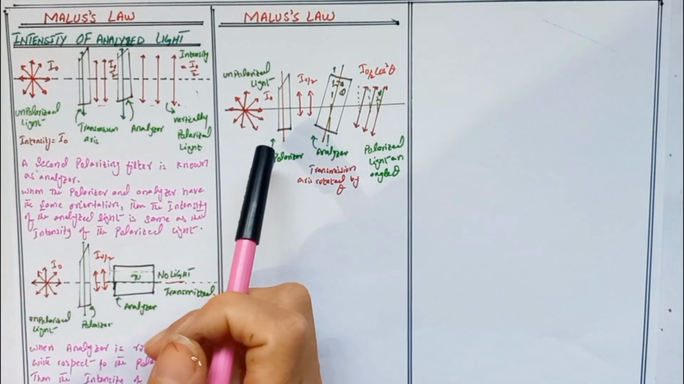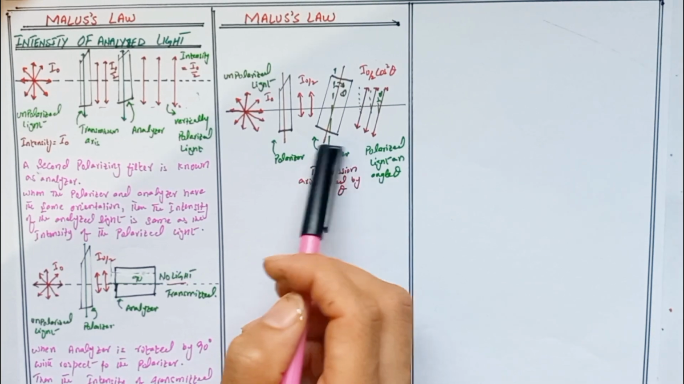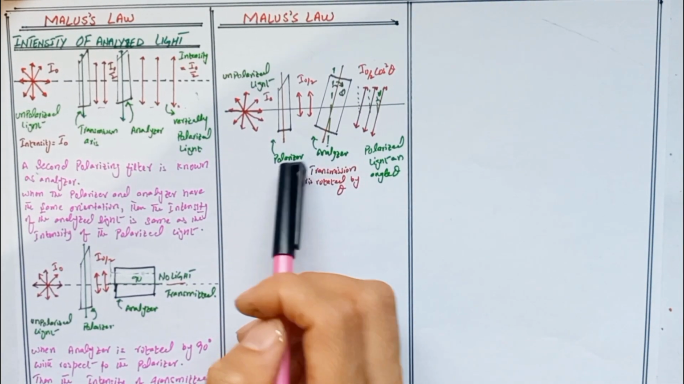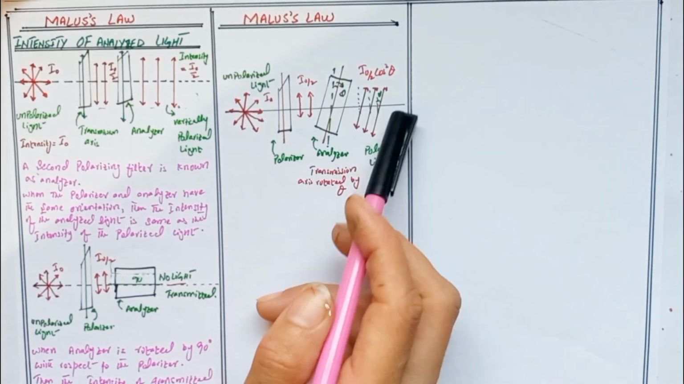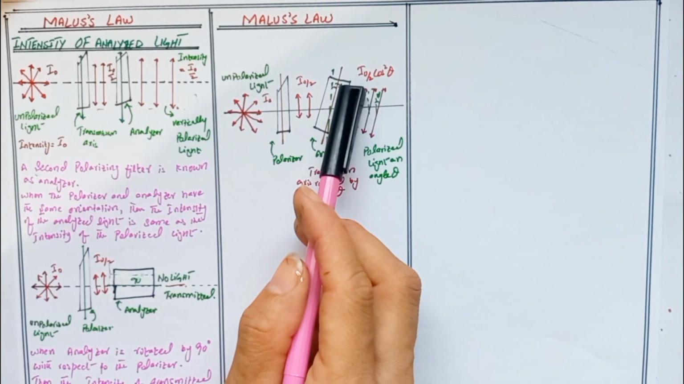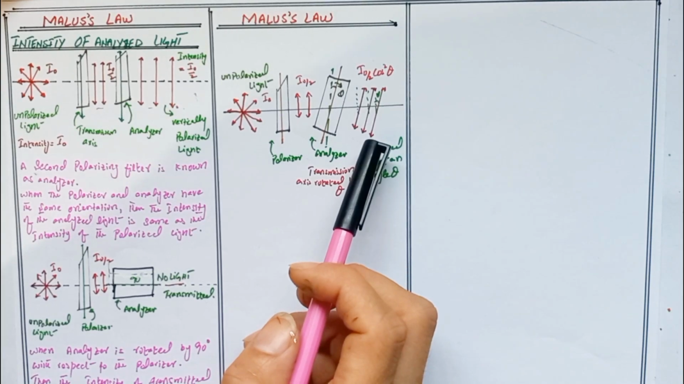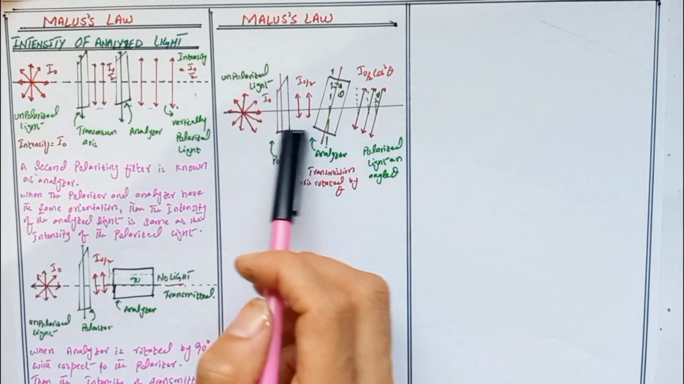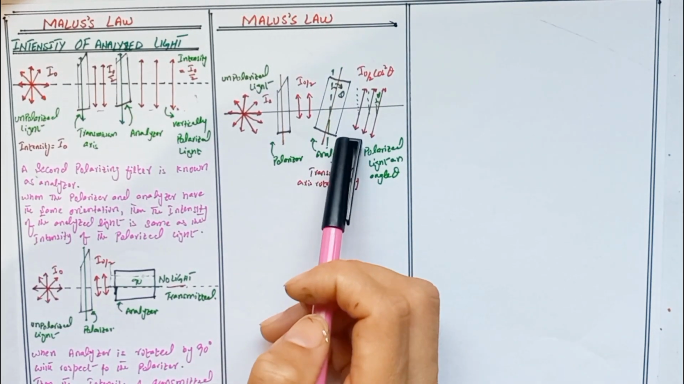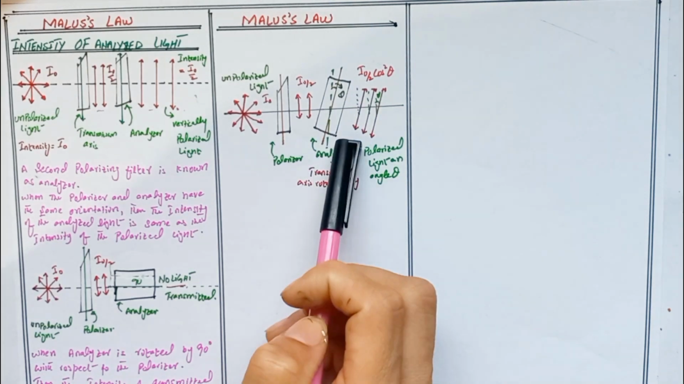Now we discuss another topic in Malus law. When the analyzer is at any angle with respect to the polarizer, we use Malus law to determine the intensity of the analyzed light that passes through the analyzer when the analyzer makes an angle theta with the polarizer. The polarized light incident on the analyzer has intensity I naught by 2. The analyzed light will have an intensity of I naught by 2 cos square theta.